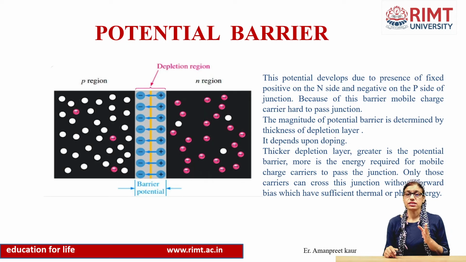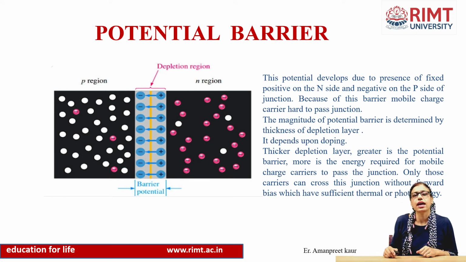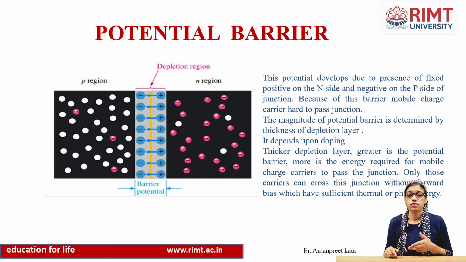The fixed negative ions in the p region and positive ions in the n region generate a potential barrier. So, the negative side of the barrier is in the p region and the positive side is in the n region. The potential develops due to the presence of fixed positive ions on the n side and negative ions on the p side of the junction. Because of this barrier, it is really hard for the holes and electrons to cross the junction.